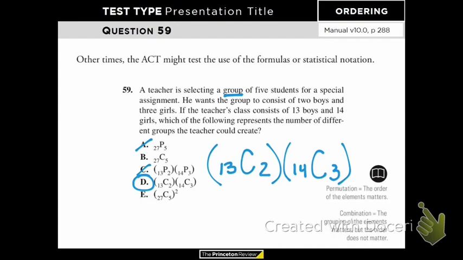Okay. If the question said, how many different ways could I order 2 boys and 3 girls, then it would be this, because the order does matter. If you're just selecting groups, the order does not matter, which is why the correct answer is D there.